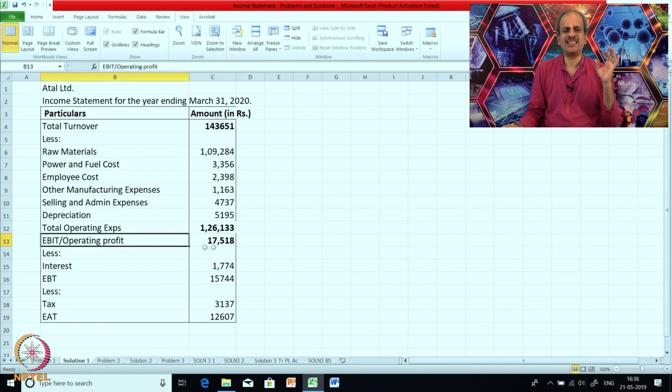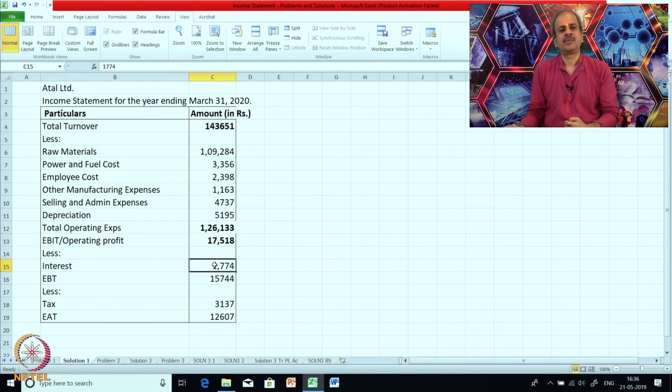It is also known as EBIT or PBIT. PBIT or EBIT refers to earnings before interest and tax, or profit before interest and tax. Then less interest, we get EBT or profit before tax. Now why is interest deducted separately in a separate step? Can somebody tell me the answer? Can you think of it?